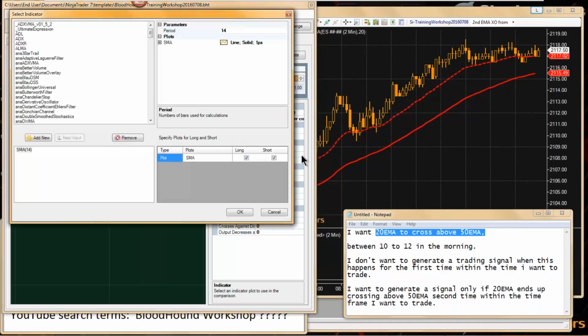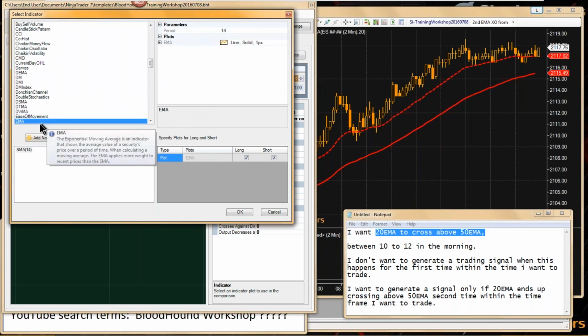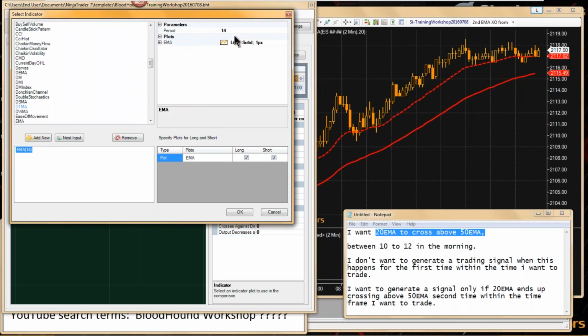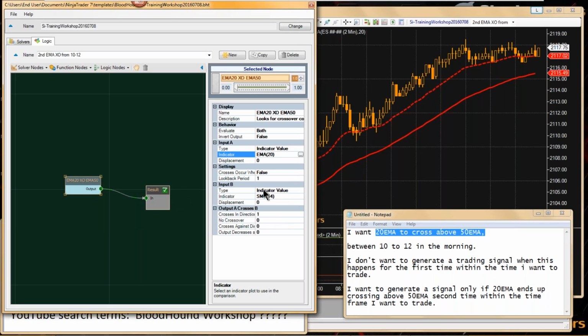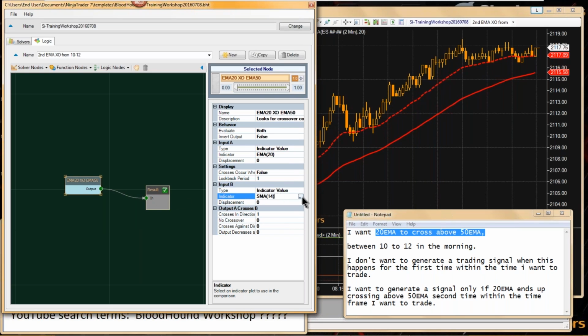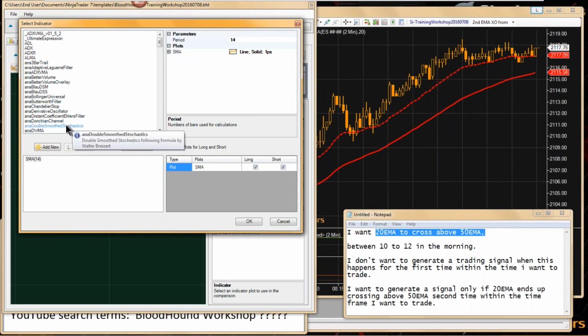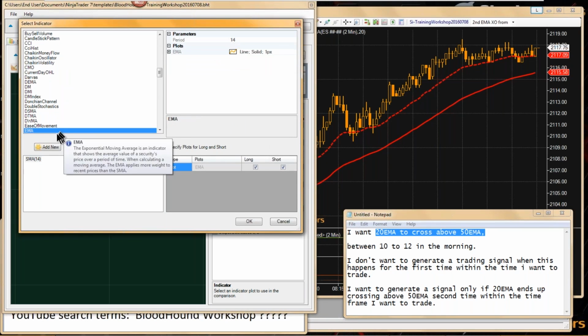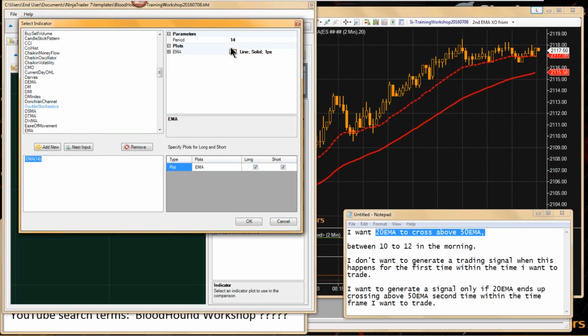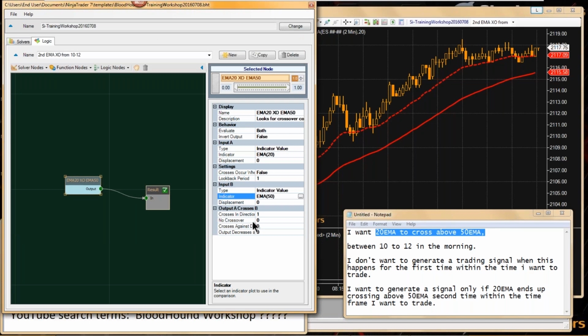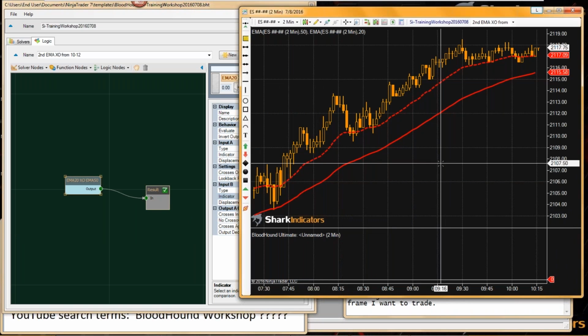Alright, pretty simple stuff. So let's just put those indicators in there. Alright, there's our EMA. We'll change this to the 20. And input B down here, let's change that to our EMA 50. Alright. Change the period. And there we go. Let's take a look at the chart here.